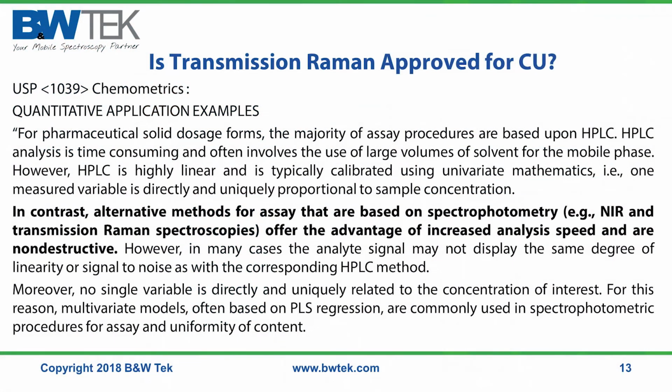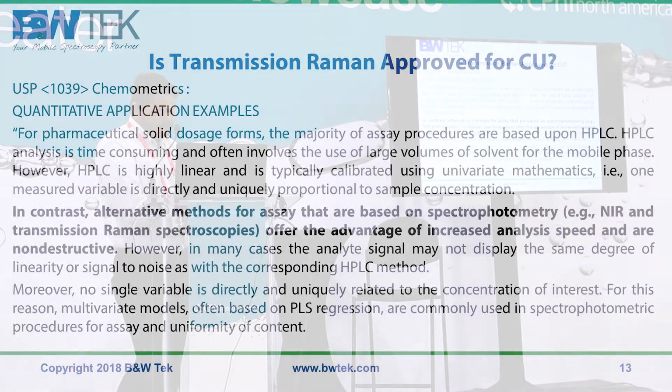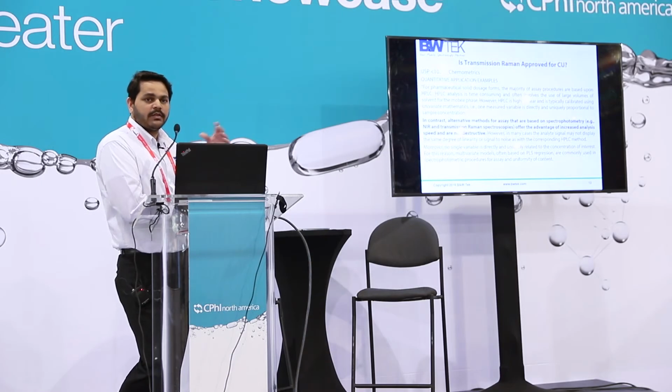Even in the USP Chapter 1039 chemometrics, they mention specifically NIR and transmission Raman as the two techniques that can be used as alternatives to HPLC for content uniformity measurements. And it clearly states some of the disadvantages as well. So from that perspective, there is a strong reference in these pharmacopoeias for using transmission Raman for content uniformity as well.